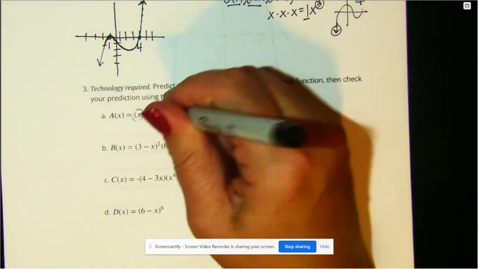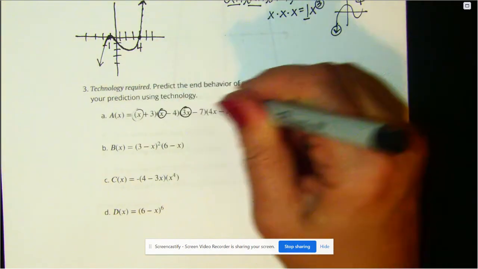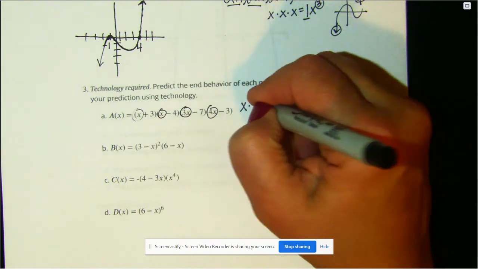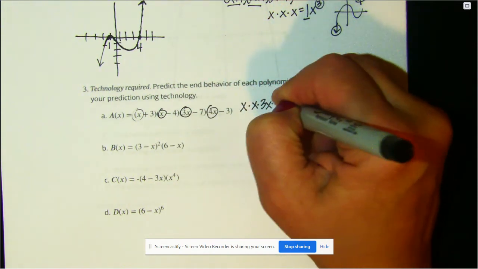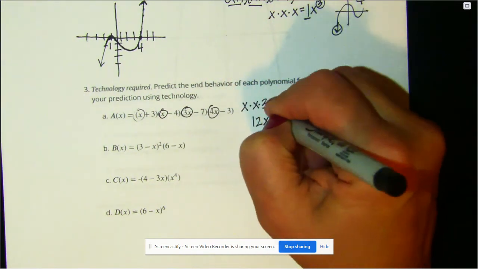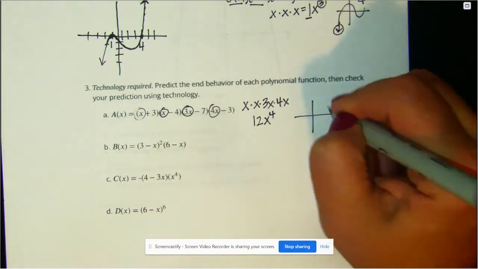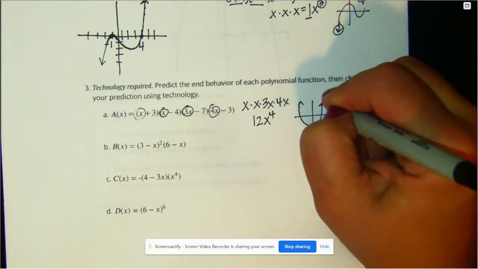So I'm going to do x times 3x times 4x. X times 3x times 4x would be 12x to the fourth. So the end behavior is, the ends are going that way.